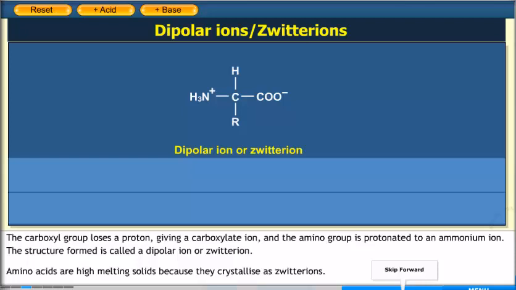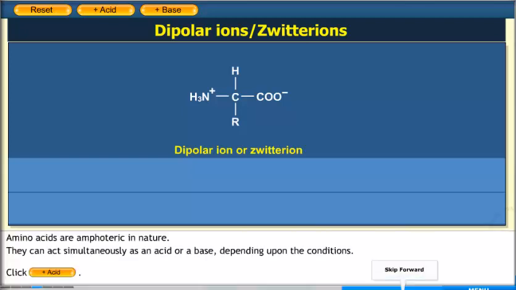Amino acids are high melting solids because they crystallize as Zwitterions. Amino acids are amphoteric in nature. They can act simultaneously as an acid or a base depending upon the conditions. Click the plus acid button.